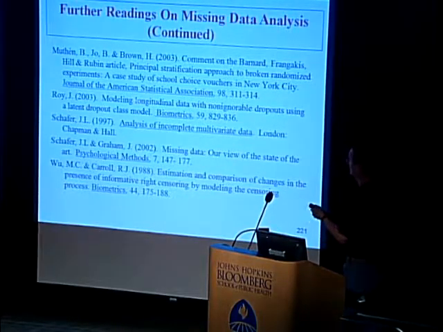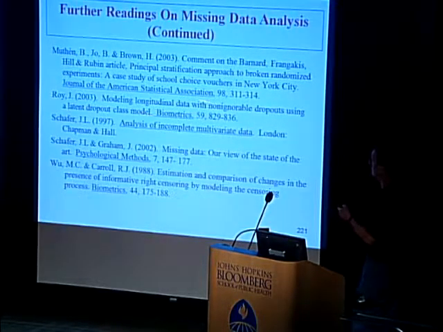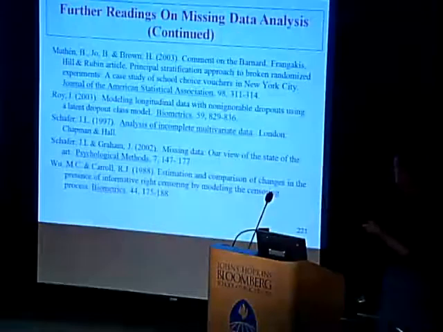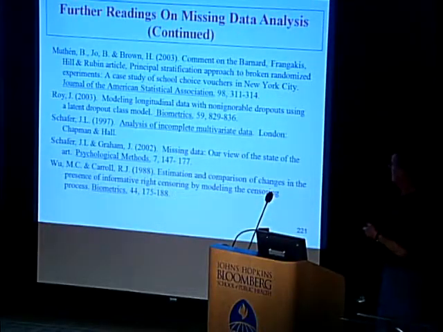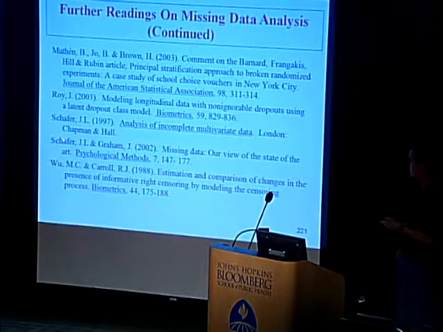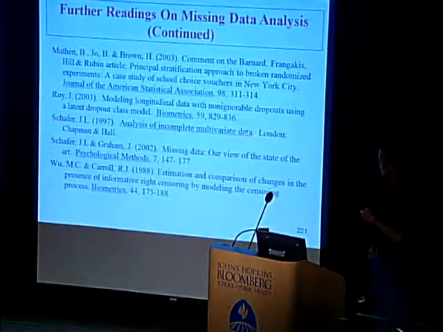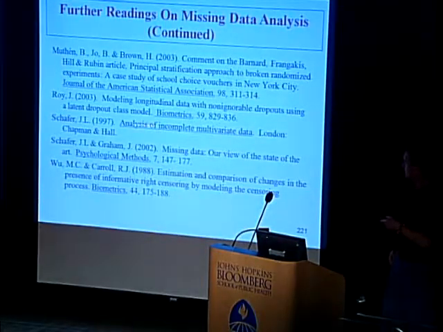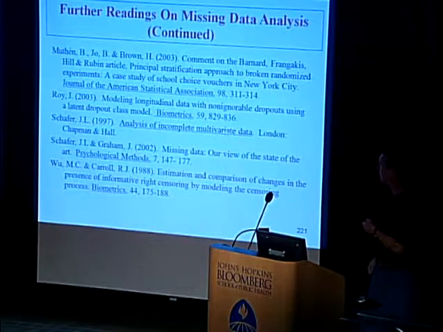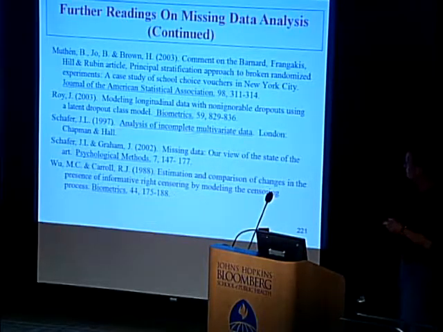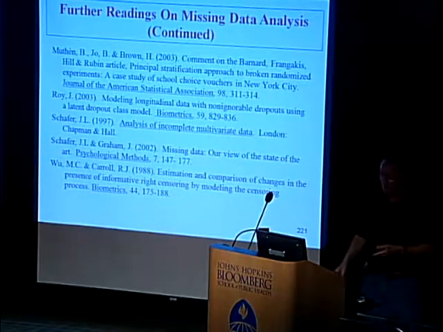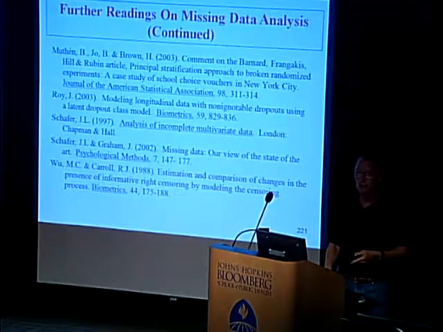Let's see, here's the Roy paper that I referred to. A sleeper, I think, is a little overlooked. I think it's a great one. Here is a good psychological methods overview paper that I referred to by Joe Schafer and Graham. Here is Joe Schafer's book on missing data, mainly dealing with Bayesian and multiple imputation techniques. It's for the technical readers in this group.